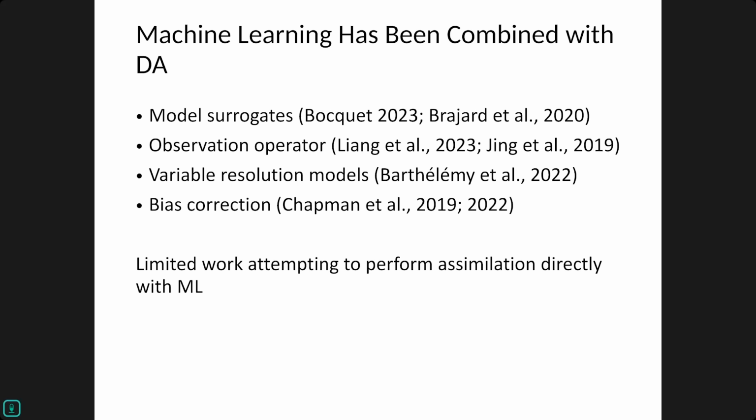Previously, people have done different approaches to bring machine learning into data assimilation. I will not go into all of this. I will only talk about emulating the whole assimilation with a machine learning model. But people have tried model surrogates. I've given references here. You can go back to this later on.